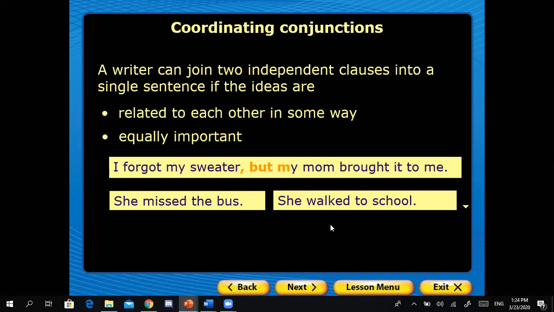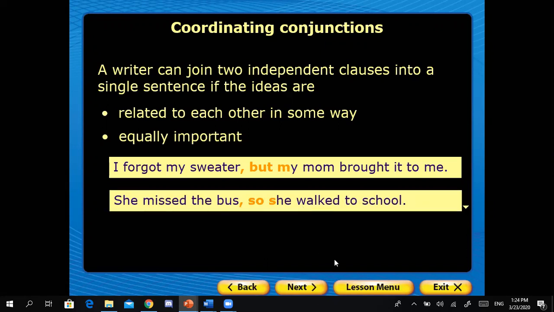So these are two sentences here, Mr. Anthony, right? Are they close in meaning? Can we connect them? What's the relationship between the two sentences, Mr. Anthony? So we need to use a conjunction in the middle. Because this is a cause and effect relationship, right? She missed the bus, so she walked to school. Yeah, so works there.